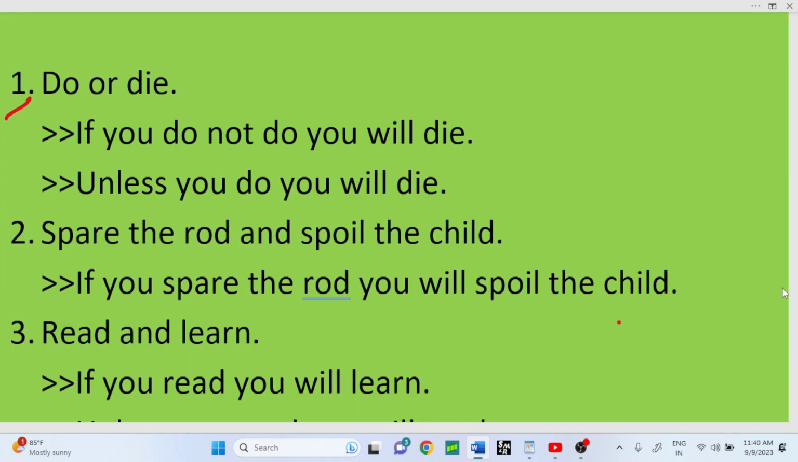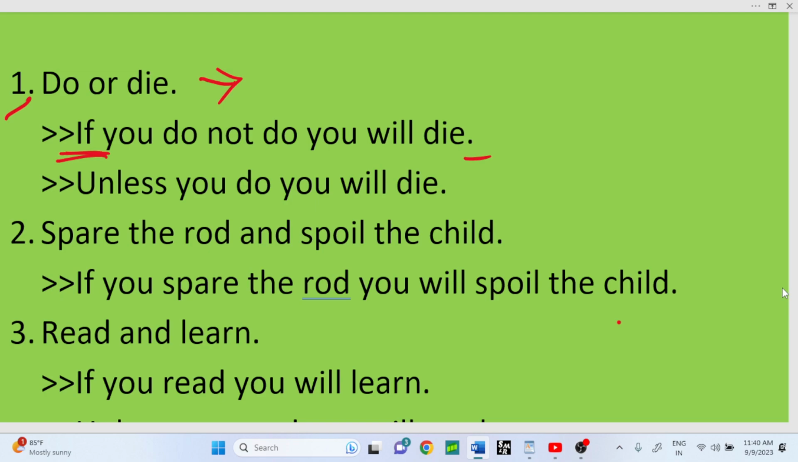The very first one is given: do or die. Actually, you have to do or you will die. When we are going to make the sentence into a complex one, we may use if. If is the conditional clause, regarding adverbial or adverb. If you do not do, you will die.